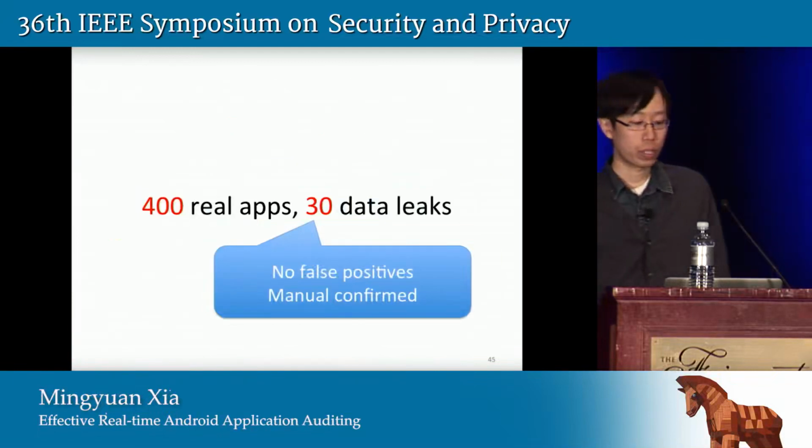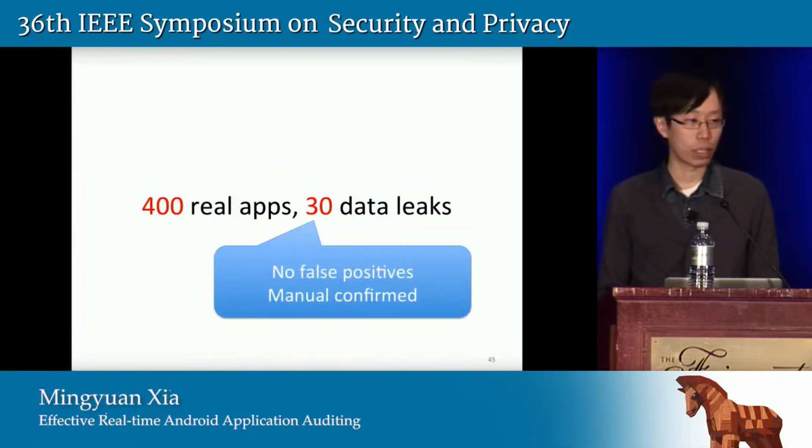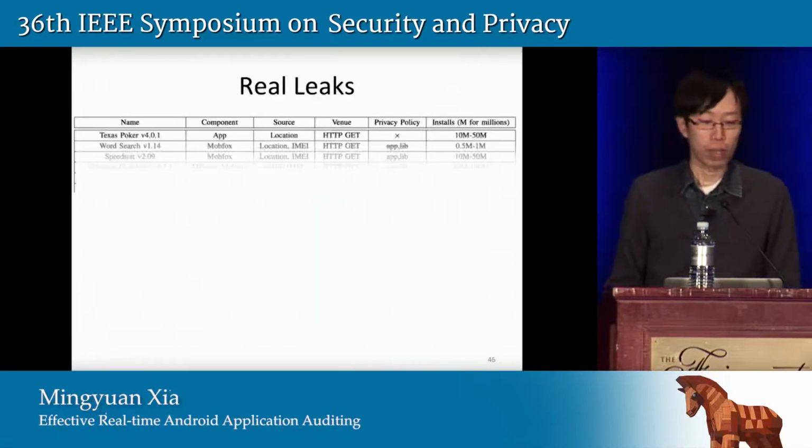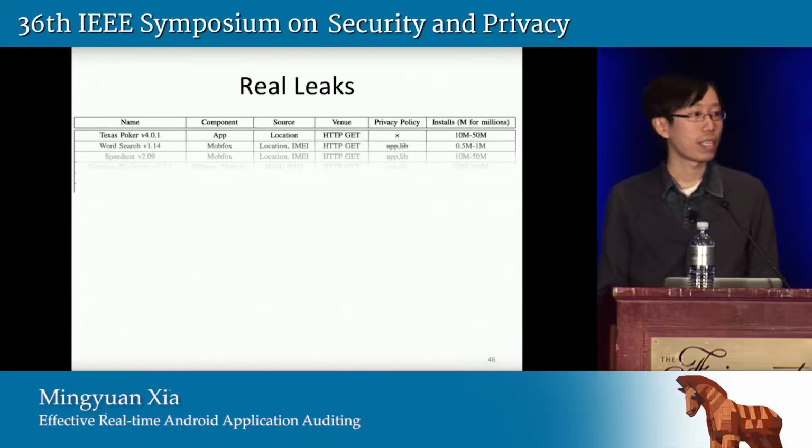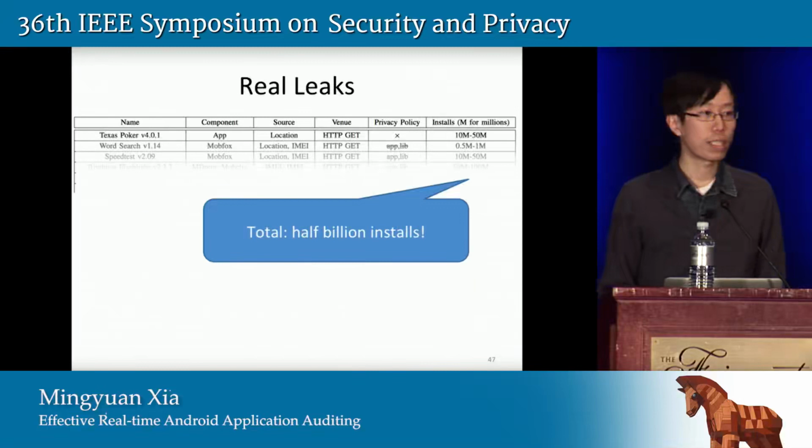Finally, I want to share with you some real leaks we found in real-world apps. We examined 400 real apps, and we found 30 data leaks. All of them are manually confirmed, and there is no false positive. The detailed list is in the paper, but I just want to share some insights from them. All of these leaks combined have 500 million installs, and I personally have some of them installed on my device.